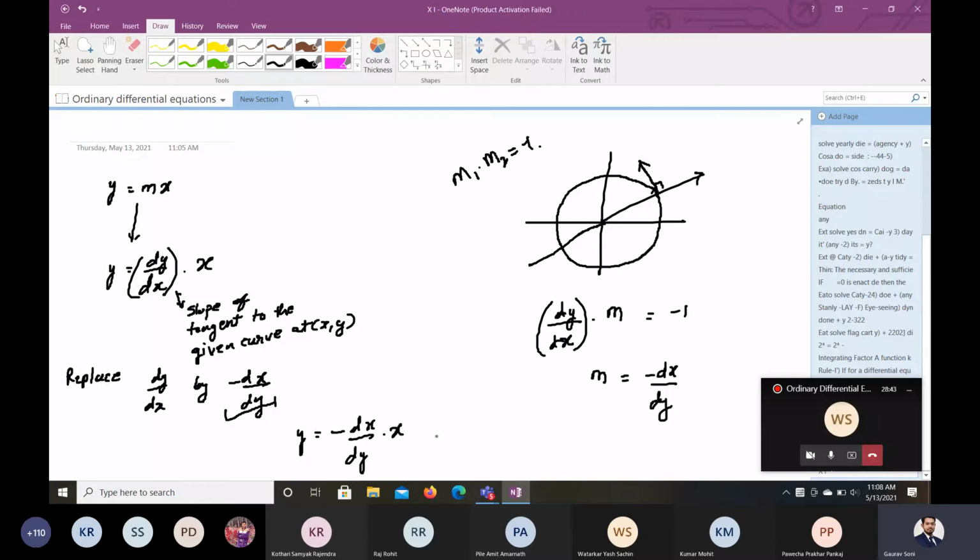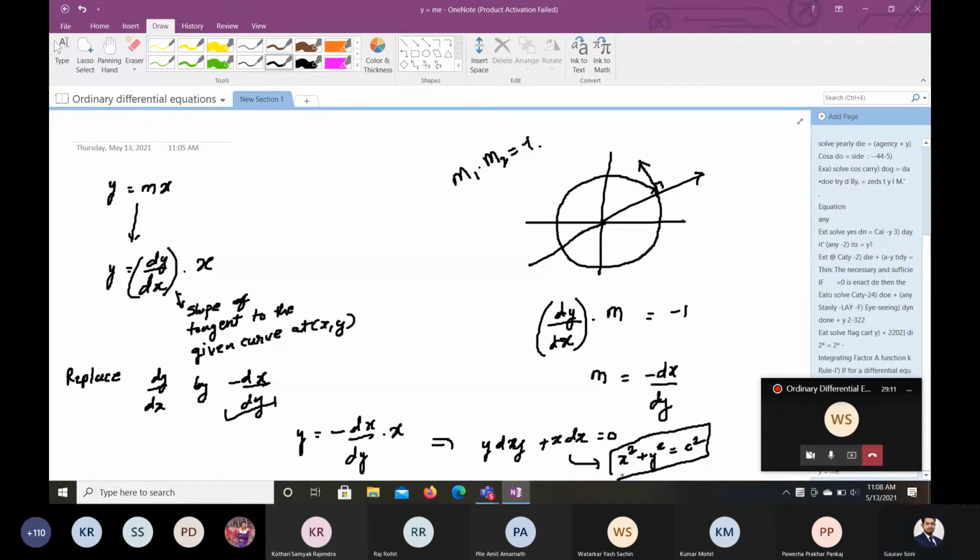Let's get it into variable separable form and integrate. So y dy plus x dx equal to 0. If you integrate, what is the answer that you get? This will give the equation of a circle, x square plus y square is equal to c square. So we have proved mathematically that the orthogonal trajectories of the straight line are actually circles.